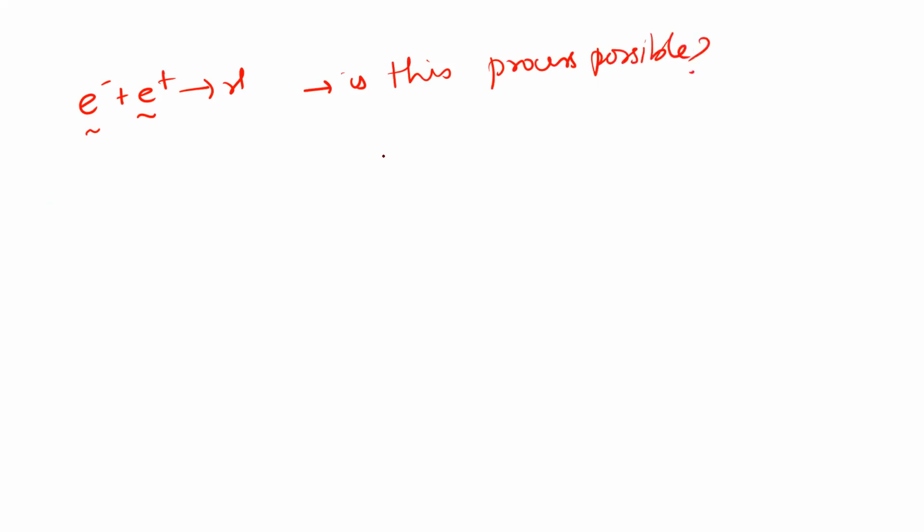Another problem. This question, okay, they may ask which of the following is true, right? For example, E minus plus E plus gives a photon, all right? So this reaction means an electron and a positron annihilate to give a photon, okay? Is this process possible? Is this possible?